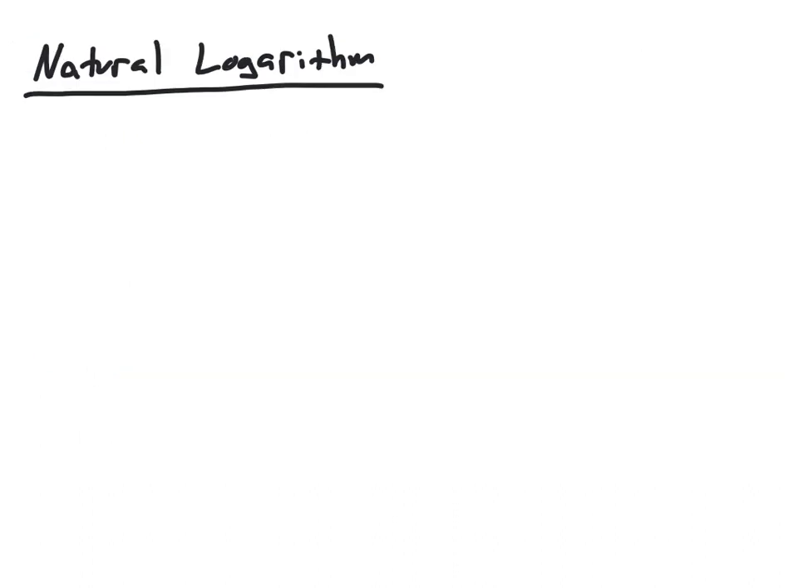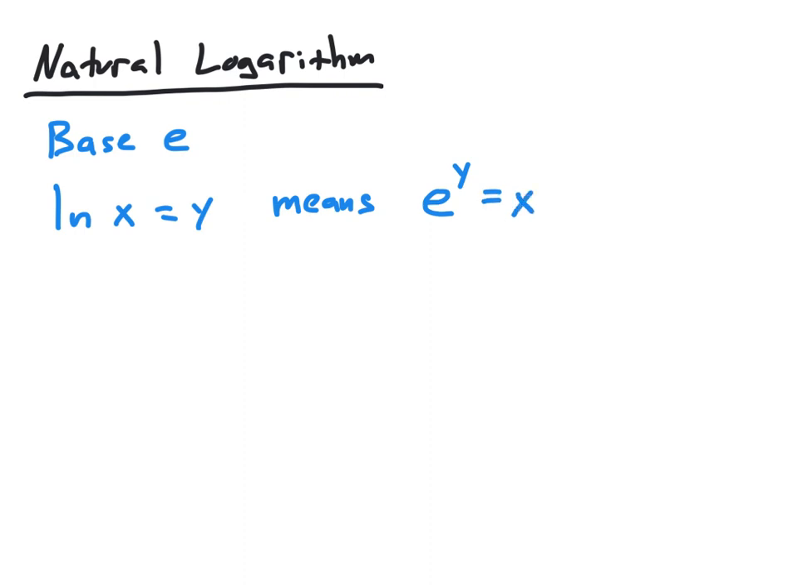Another important logarithm base is the base e. A logarithm with base e is called the natural logarithm and is denoted with ln of x. And so ln of x equals y simply means that the number e raised to the y power is equal to x. So this is the logarithmic form of an exponential of base e.